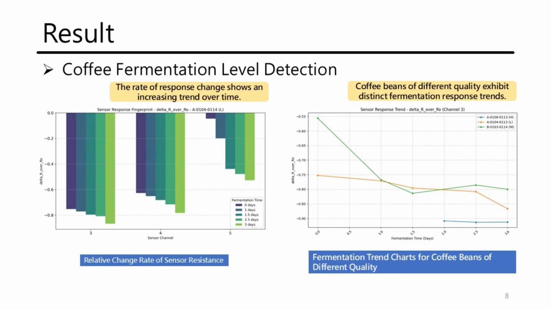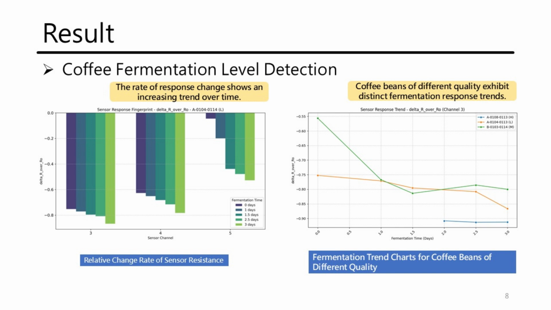Here, I present the results of our coffee fermentation monitoring system. On the left, you can see the relative change rate of sensor resistance over different fermentation days. The data clearly shows an increasing trend in sensor response over time, which reflects the progression of fermentation.